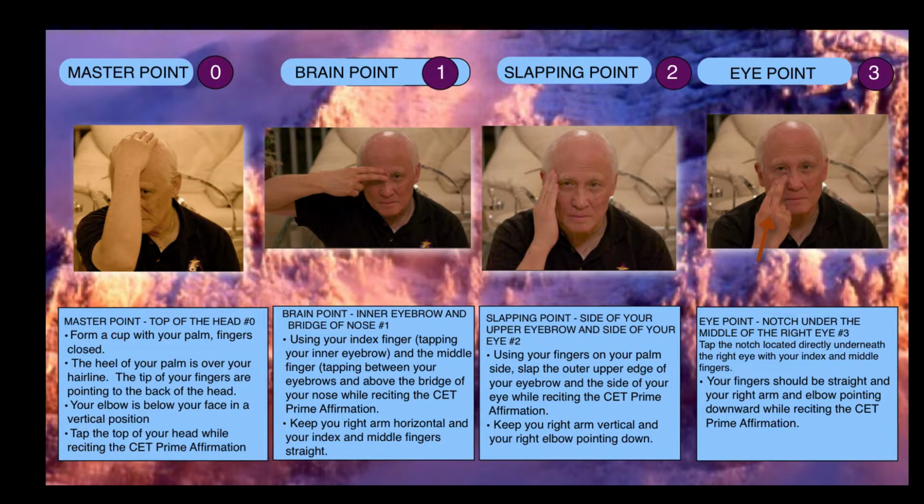The eye point is a notch under the middle of the eye. That's number 3. Tap the notch located directly under the right eye with your index and middle fingers. Your fingers should be straight and your right arm and elbow pointing downwards while reciting the CET Prime affirmation.